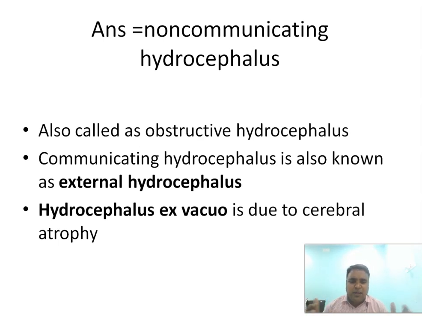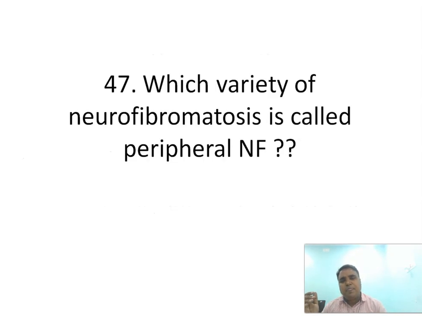Suppose there is cerebral atrophy, then there will be compensatory dilatation of the ventricles. That is known as hydrocephalus ex vacuo. Next, which variety of neurofibromatosis is known as peripheral neurofibromatosis?